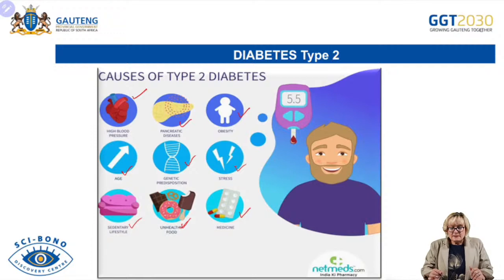So many South Africans are actually suffering from diabetes type 2, and that is because of the lifestyles we have. We eat unhealthy food, we don't exercise, we have a lot of stress, and age as well, and that can cause type 2 diabetes. But that is treatable. You have to look at your diet, you have to exercise, and if necessary, you have to take some medication.